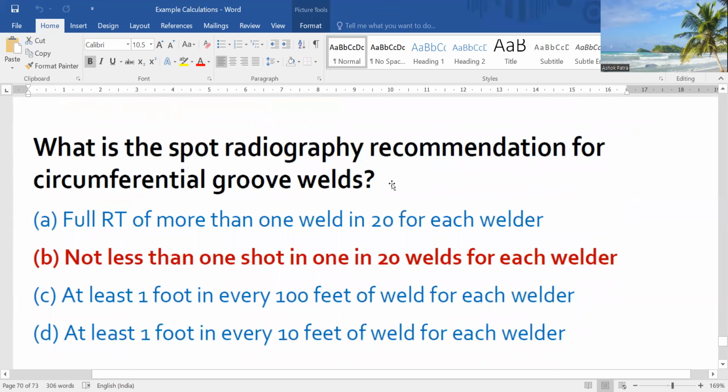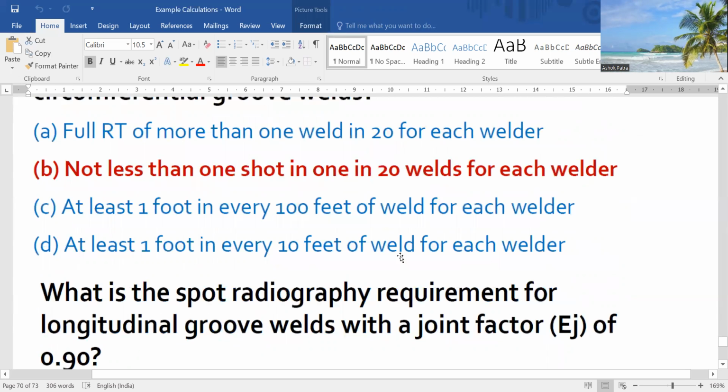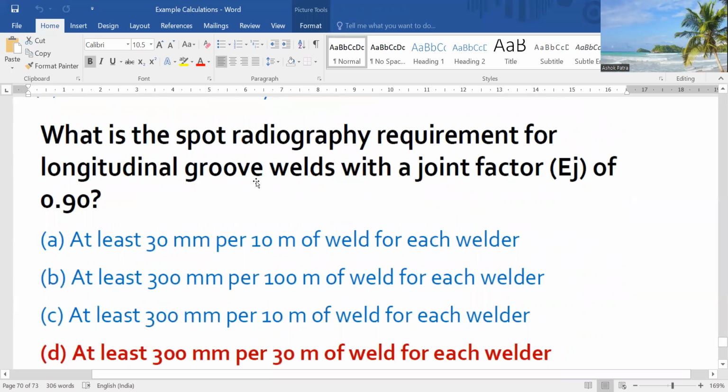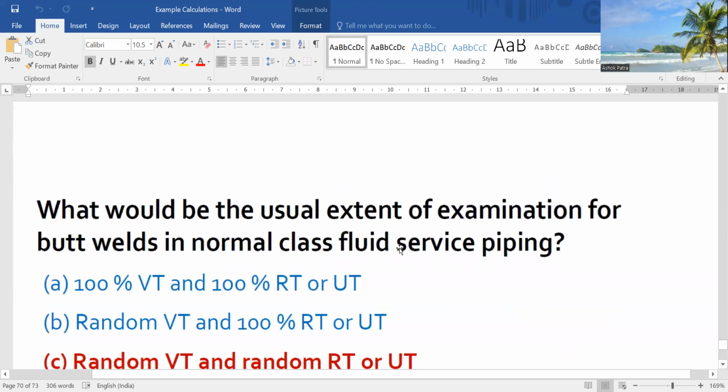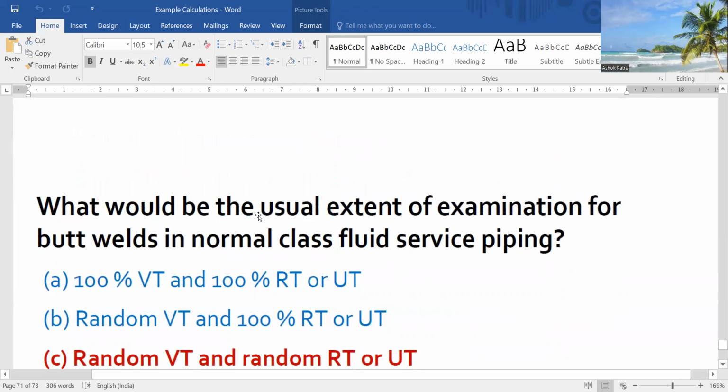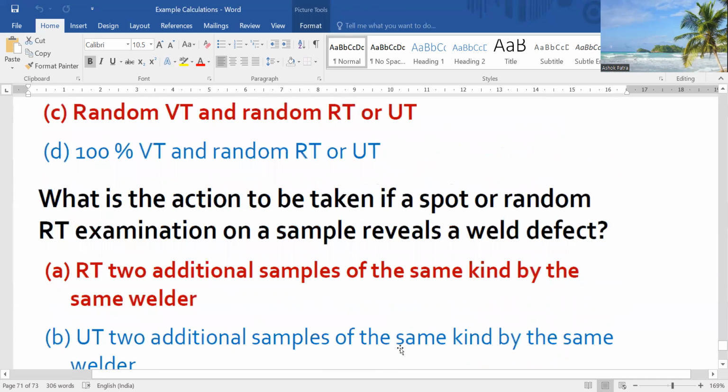What is the spot radiography recommendation for circumferential groove welds? Not less than 1 in 20 welds for each welder. What is the spot radiography requirement for longitudinal groove welds with a joint factor Ej? 300 mm for every 30 meters of weld. What is the usual extent of examination for butt welds with severe cyclic conditions? 100% UT, 100% RT or UT. The usual extent of examination for butt welds in normal fluid service is random UT, random UT or RT.